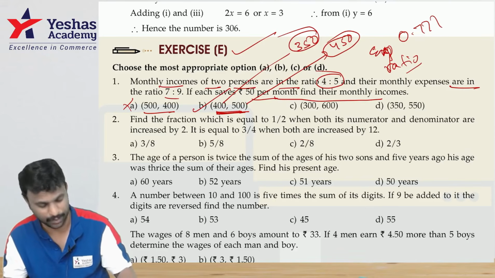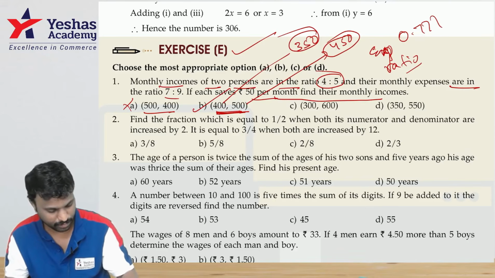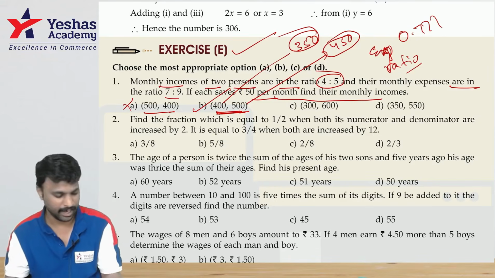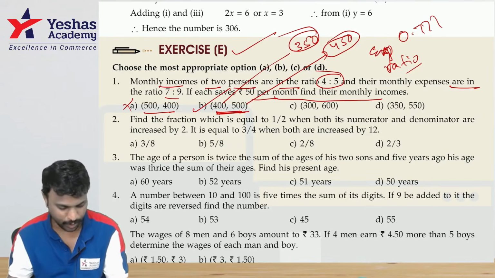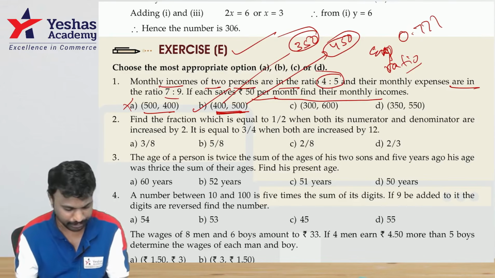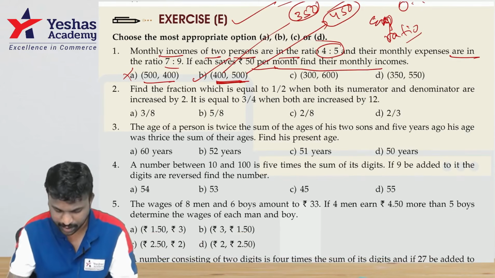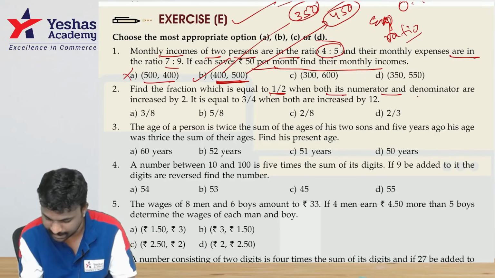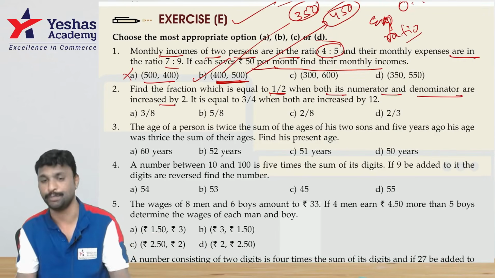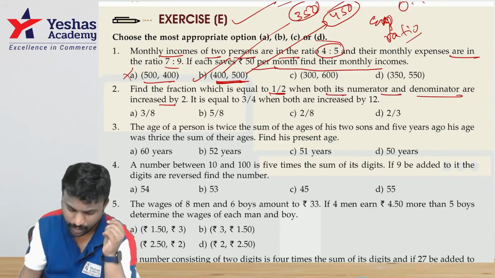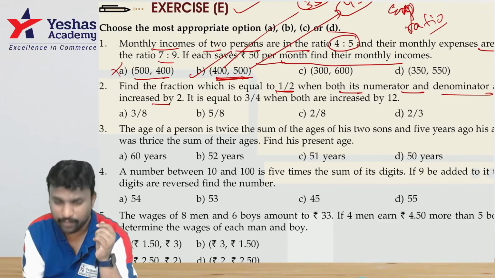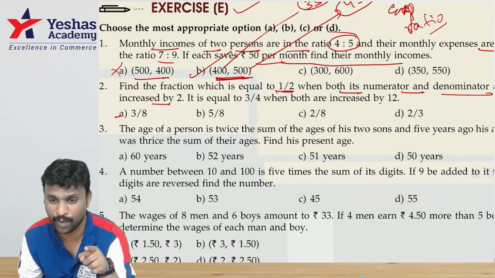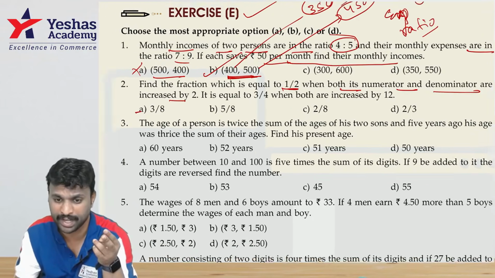Have you all understood? Right? Let's now move on to the next question. Question number 2. Find the fraction which is equal to 1 by 2 when both its numerator and denominator are increased by 2. Guys, everybody, if I take the first option, find the fraction which is equal to 1 by 2 when both its numerator and denominator are increased by 2.